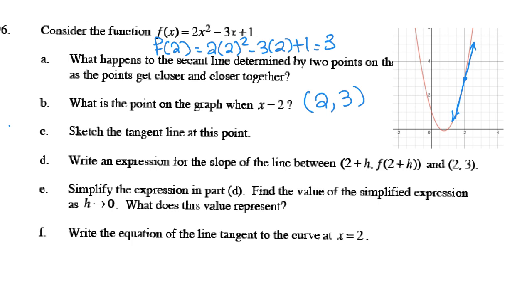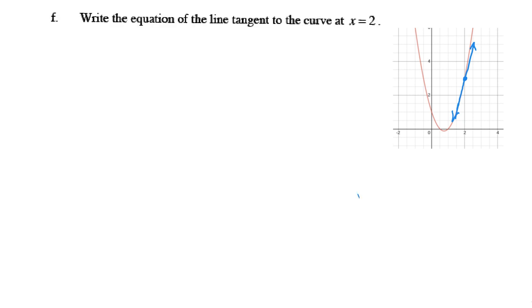Exactly what one point? You want to write an expression for the slope of the line between (2 plus h, f of 2 plus h) and (2, 3). So think about it. You want to find the AROC, and then for the IROC, you're finding the instantaneous rate of change from 2 to 2 plus h. So if I want to do this one, I'll try to do my work outside all of this problem.